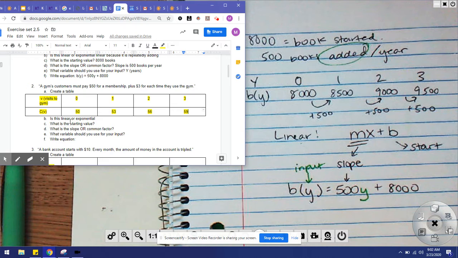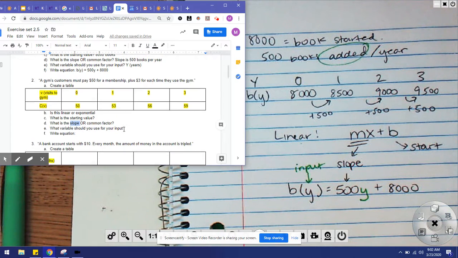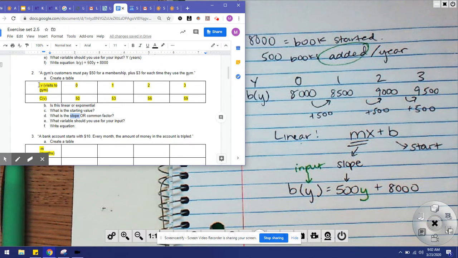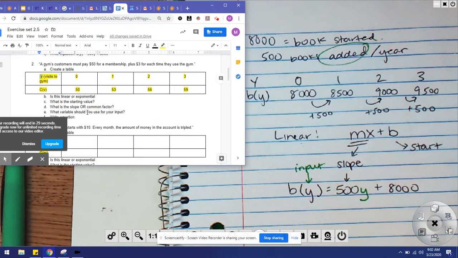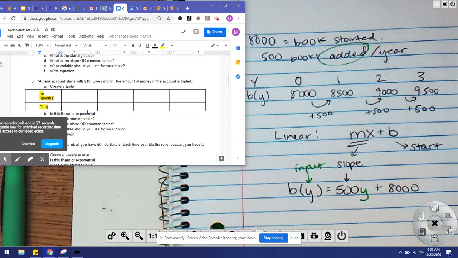Does this seem to be linear or exponential? It's linear because it's added. What's the starting value? Is there going to be a slope or a common factor? There's a slope here, and it's constantly adding by 3. The variable I should use for my input is v. It's given right here. And then I have my equation.